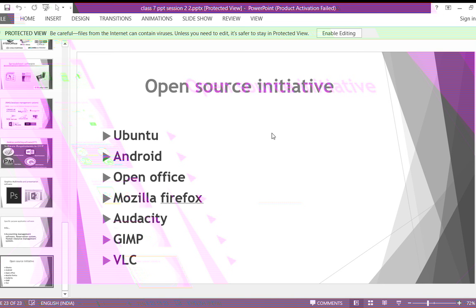And what is GIMP? It is GIMP software. In that we are editing the picture and changing the size. If you want to give a design, then we do everything in GIMP software. It is like Photoshop only. And VLC is the app where we can see movies and videos.